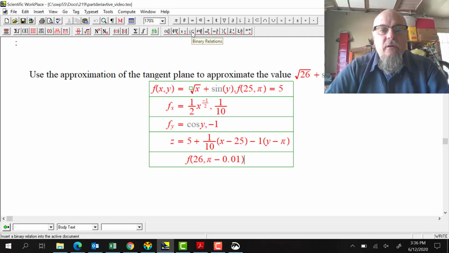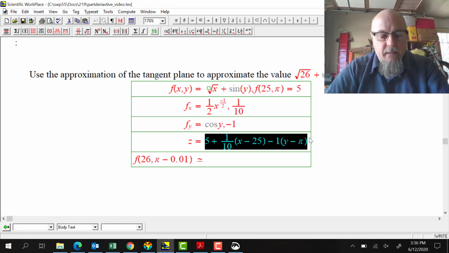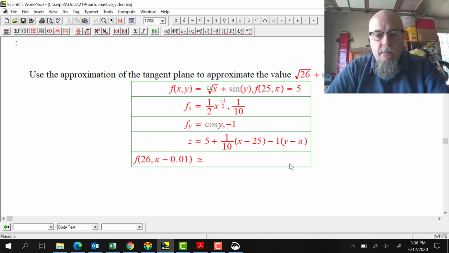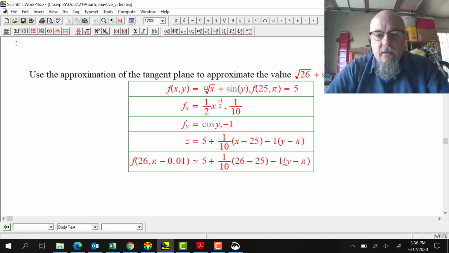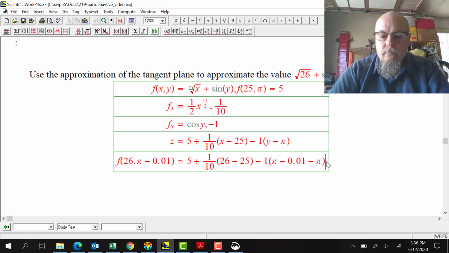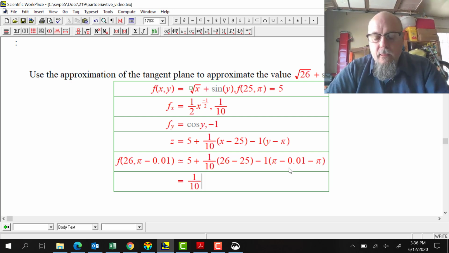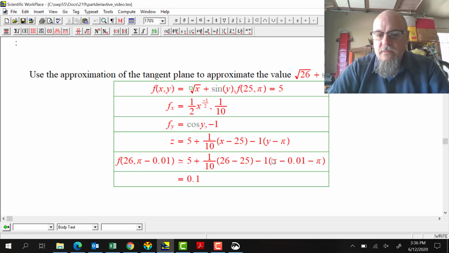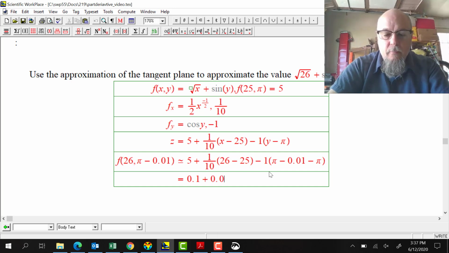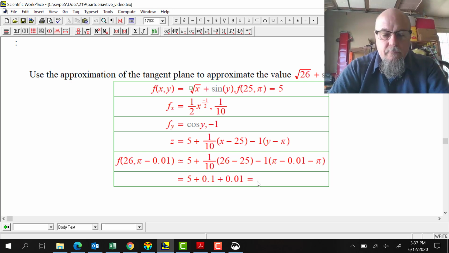And all I'm saying now is that it's approximately equal to what I get when I plug those values into the plane. Okay, that's going to make this 26, and that's going to make this pi minus 0.01. And now we can clean this up, because that's 1, so there's a tenth. Pi minus pi cancels. Let's write this tenth as 0.1, because this is going to be minus 1 times minus 0.01. That's going to be plus 0.01. So my answer, I knew it was going to be 5 and a bit. It's 5.11.